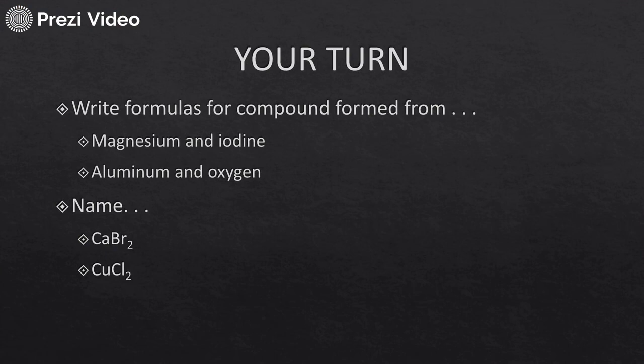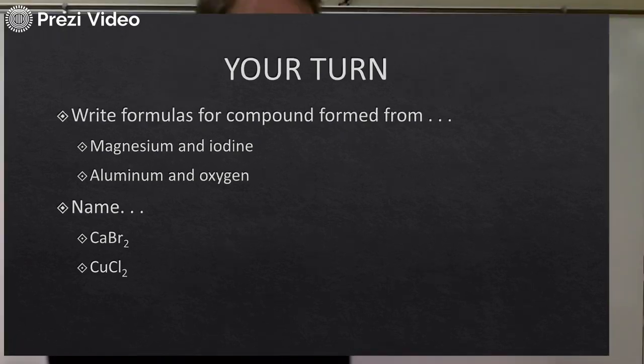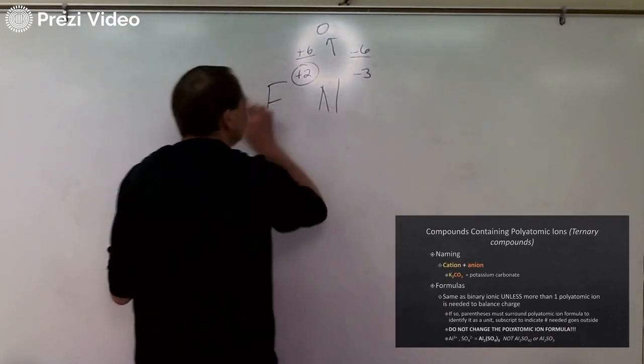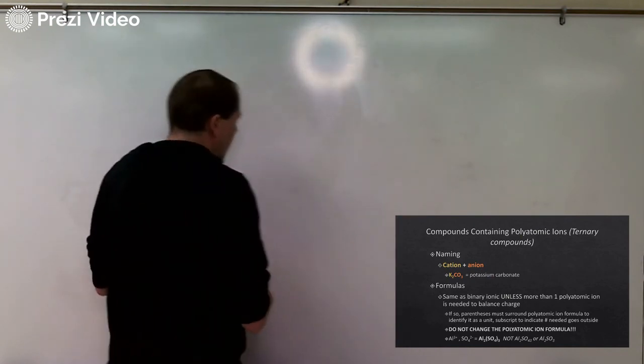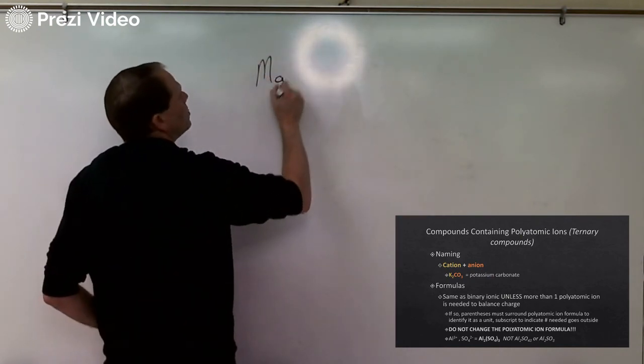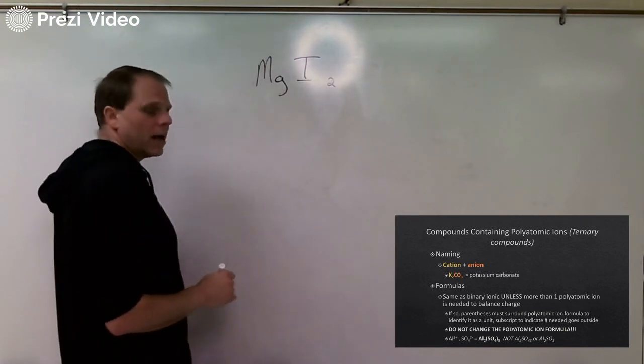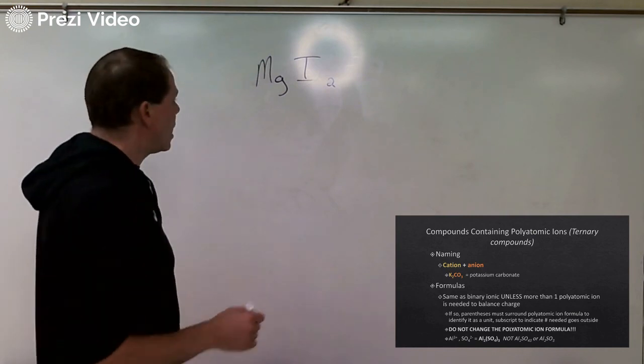And we're back. Okay, what we have done, we've got magnesium and iodine, and we have to write the formulas for compounds formed from those, and aluminum and oxygen, and then we have to name the calcium and bromine and copper and chlorine compounds. So let's see what we came up with. For magnesium and iodine, Mg has a 2 plus, iodine has a 1 minus, and so my 2 crosses over to my iodine, and I should have MgI2.